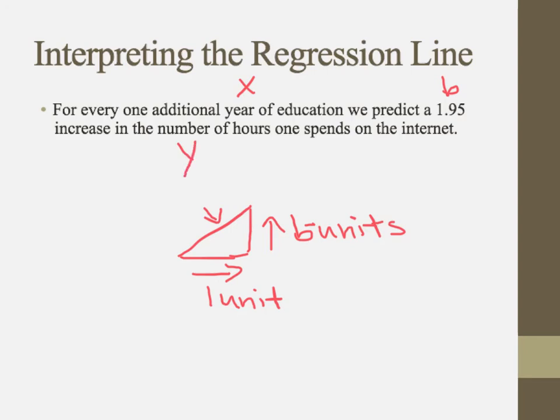You don't really need to interpret the y-intercept. You can put it in there, but mostly we're just looking at the slope and how much of an effect does the independent variable have on the dependent variable. So that's your regression line and how to interpret, and that concludes this semester of sociology statistics.